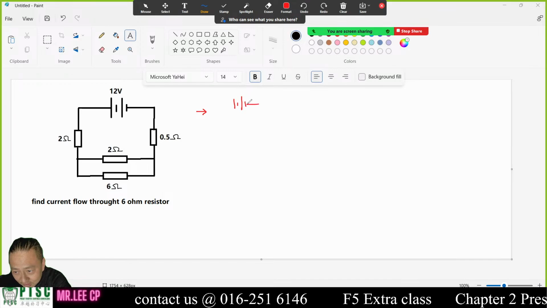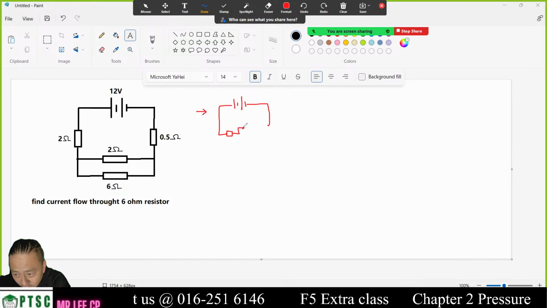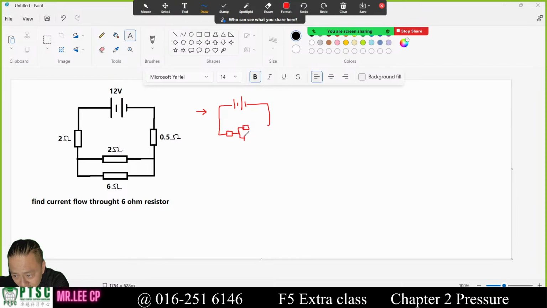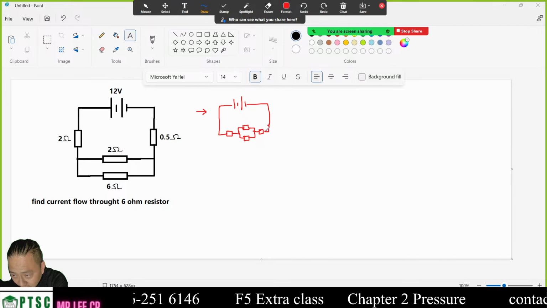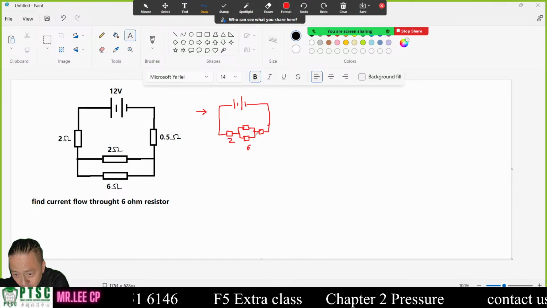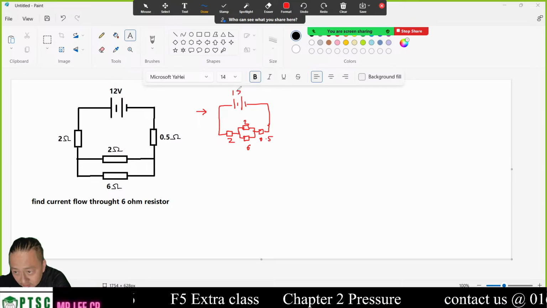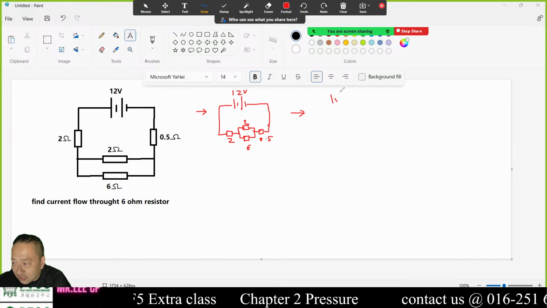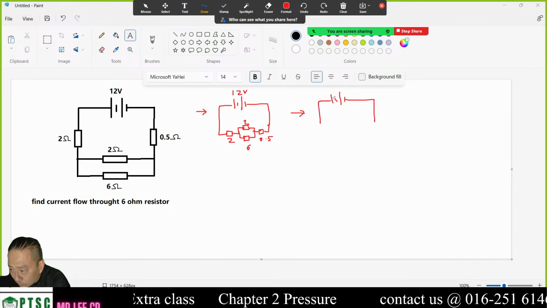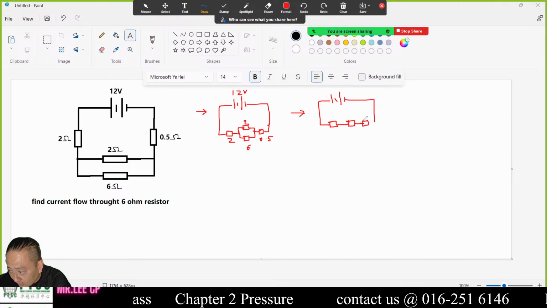simplify it to 2 ohm, then 2 and 6 ohm, and then 0.5 ohm. So 2, 6 and 2 and 0.5. This is 12 volt. So this is equivalent to 2, the parallel part, and 0.5.